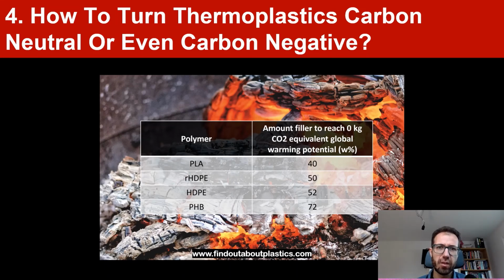So what are the key results of this study? They found out that 40 weight% biochar filler is sufficient enough for recycled HDPE to reach 0 kg CO2 equivalent. With PLA you need a bit more, 50 weight% to reach this 0 kg CO2, and with HDPE, so with virgin material, you're around 52 weight% you need to reach the carbon neutrality.